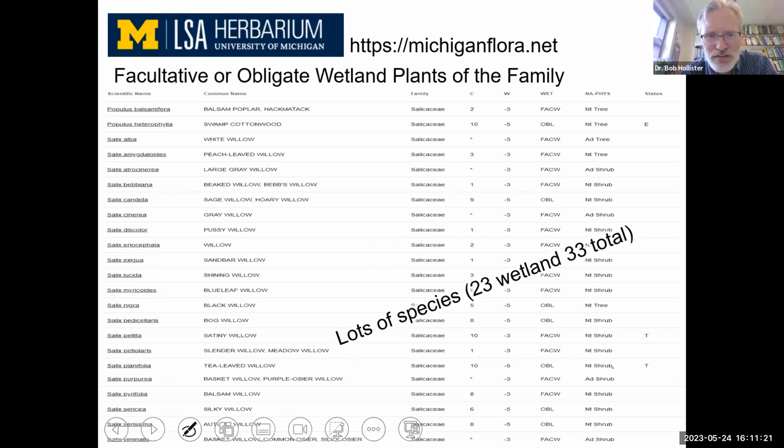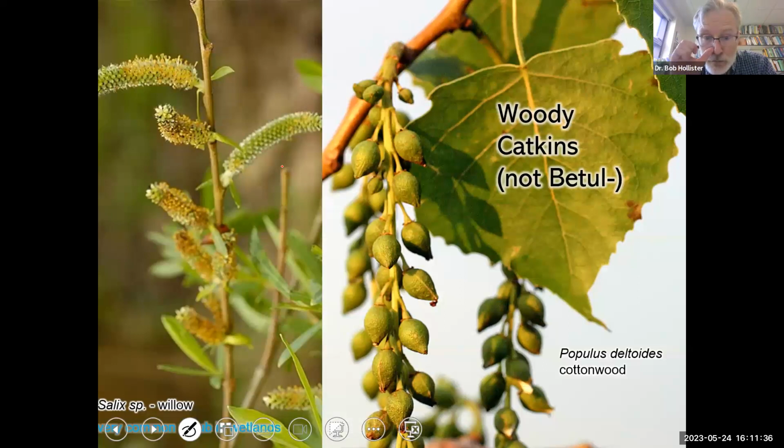There's lots of species. Like there's a lot of salix. And salix, remember, is one of the dominant shrubs in wetlands. Okay. So salix, they've got these little catkins. So this is your populus. These are kind of catkin, they're not as distinct. Populus deltoides is common in wetlands.